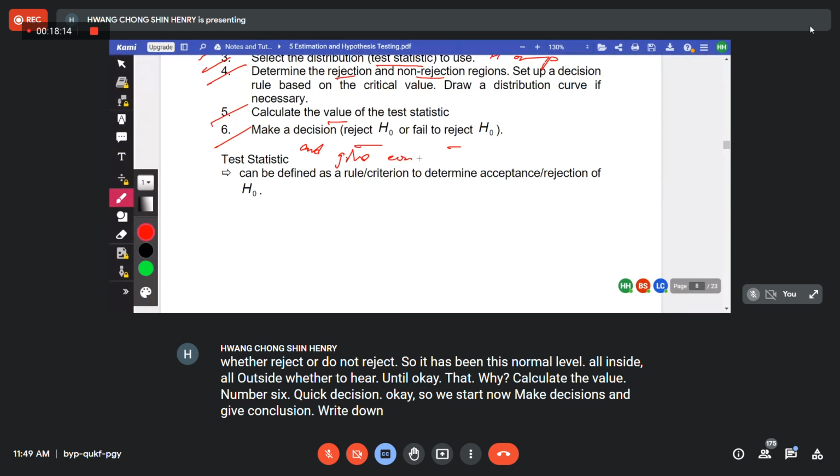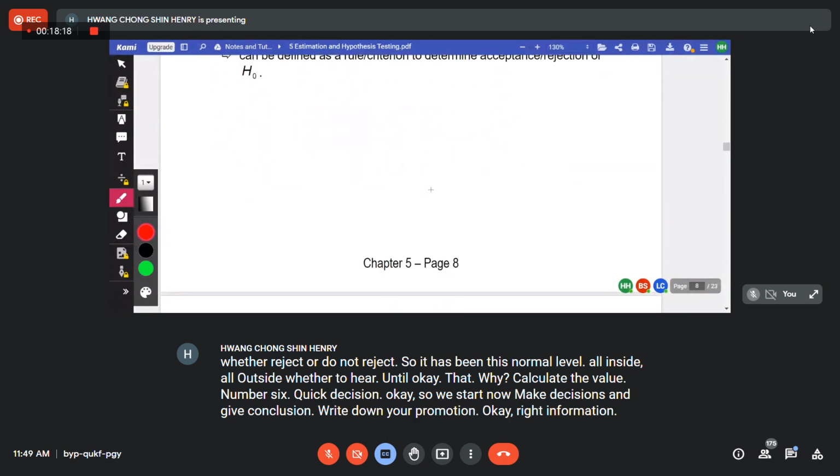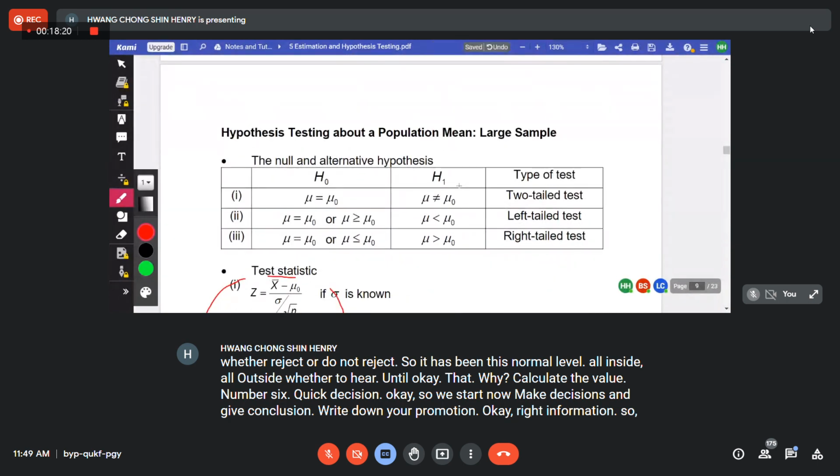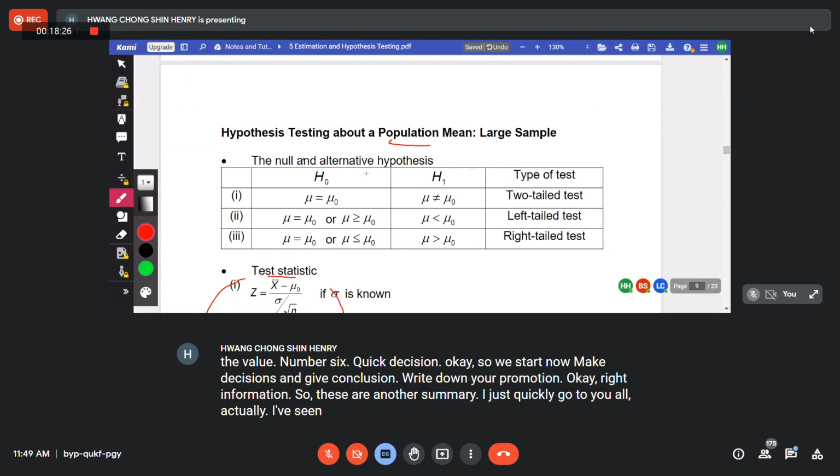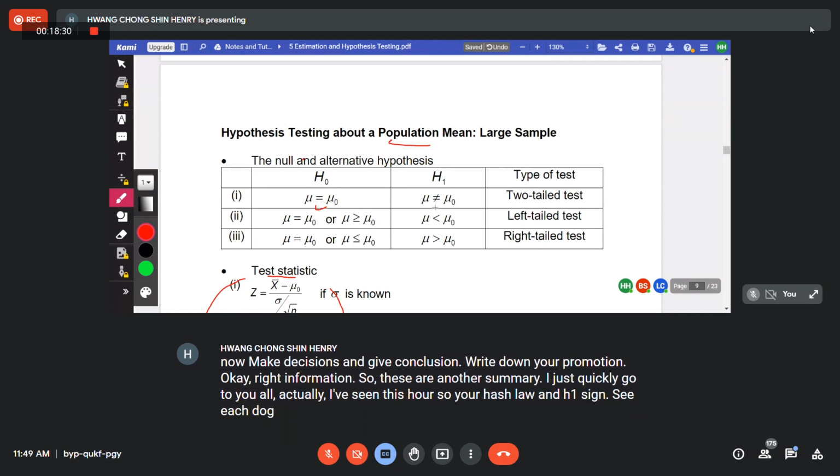Write down your conclusion. Okay, write down your conclusion. So this is another summary. I'll just quickly go through it with you all. Actually, we have seen this now. So your H0 and H1, the sign. See, H0 has equal, H1 is not equal. So this is a two-tail test.